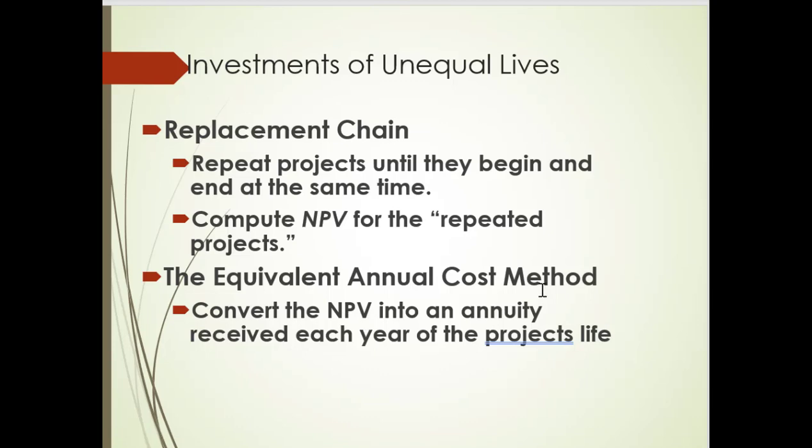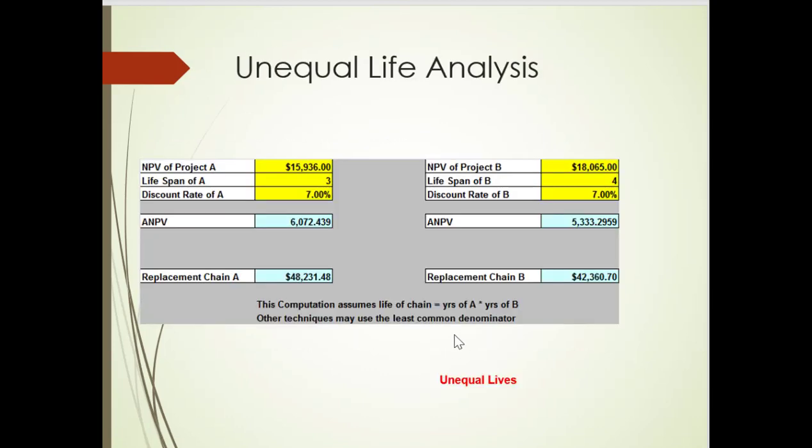The equivalent annual cost method converts the net present value into an annuity. It's a little bit easier to conceive, and from an intuitive perspective, it makes it a little bit easier to explain exactly what's going on. So let's look at how these work. Here are our net present values. One has a 3-year life, one has a 4-year life. They're the same project, so they have the same discount rate, the same risk.